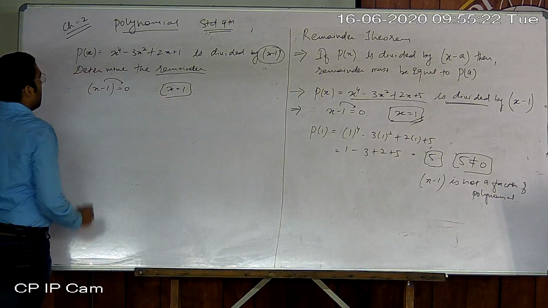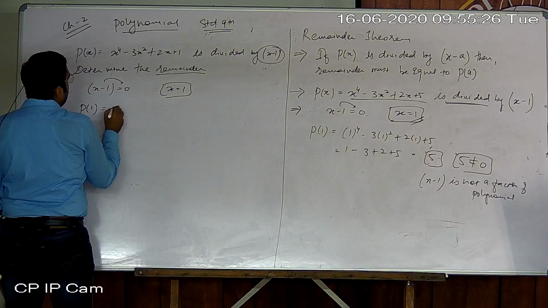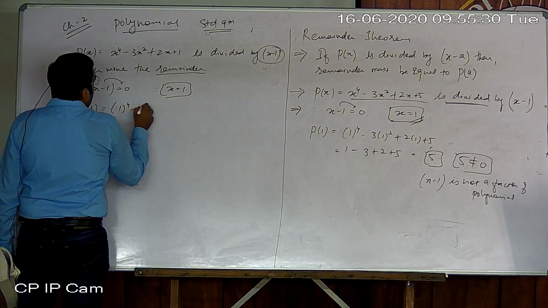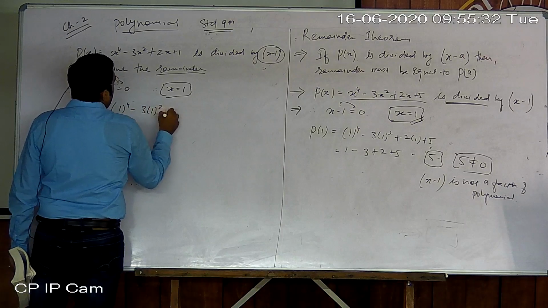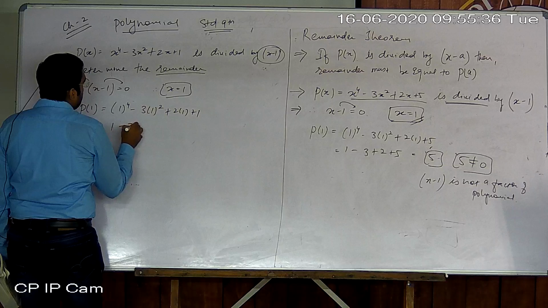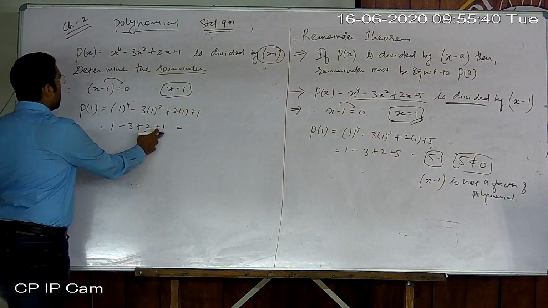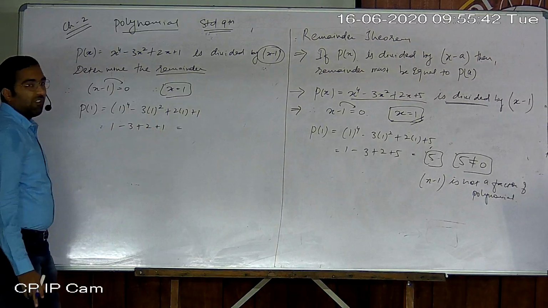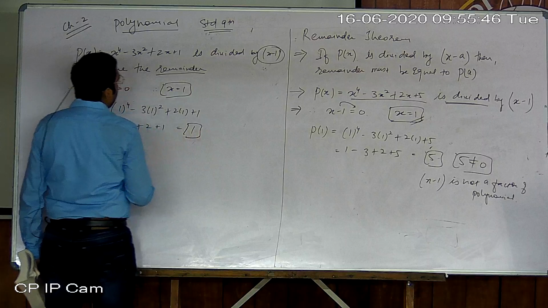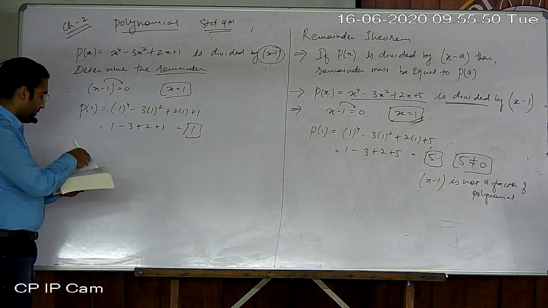So now put the value of x in the given polynomial, that is p of 1: 1 raised to 4 minus 3 into 1 square plus 2 into 1 plus 1, that is 1 minus 3 plus 2 plus 1. 2 plus 1 is 3, 3 plus 1 is 4, 4 minus 3 is 1. So my remainder will be 1 for the given question.